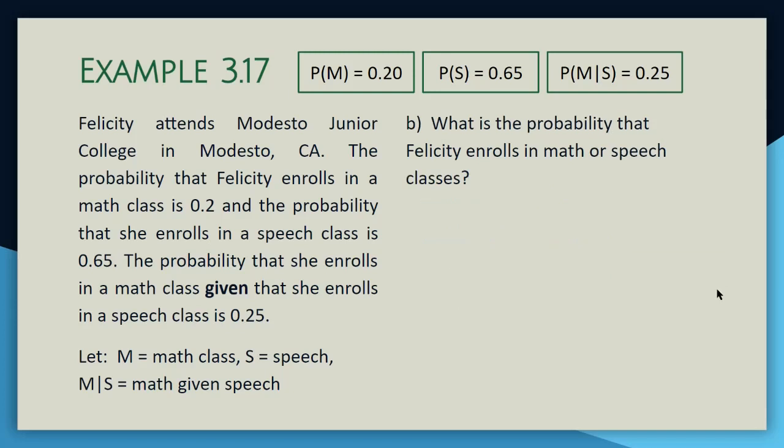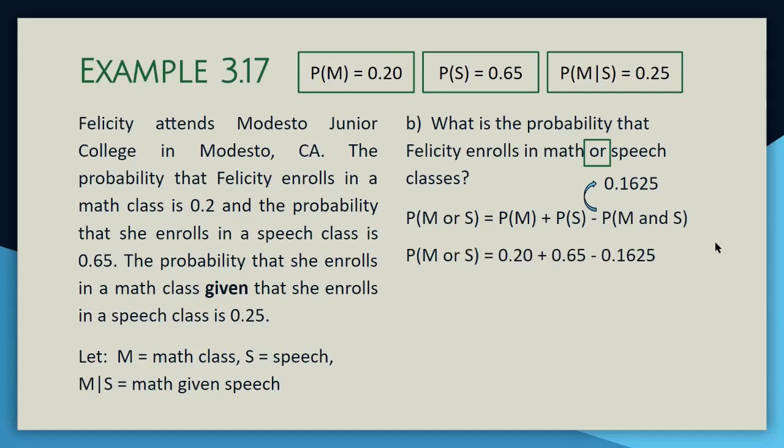It says, what is the probability that Felicity enrolls in math or speech? We know OR is the addition rule. So M or S is P(M) plus P(S) minus that double count of P(M and S), which, fortunate for us, we just found. We know P(M and S) is 0.1625. So P(M or S) is 0.2 plus 0.65 minus that double count we found in the last problem, or 0.6875.